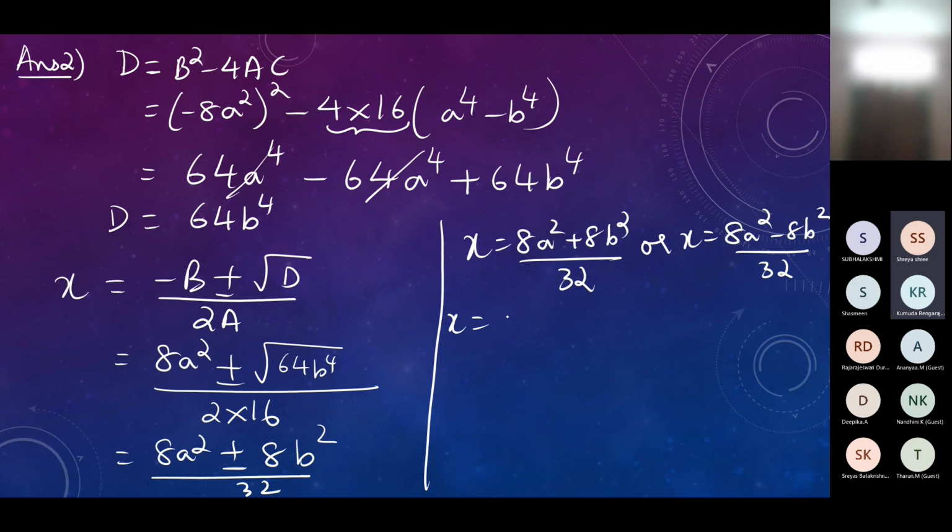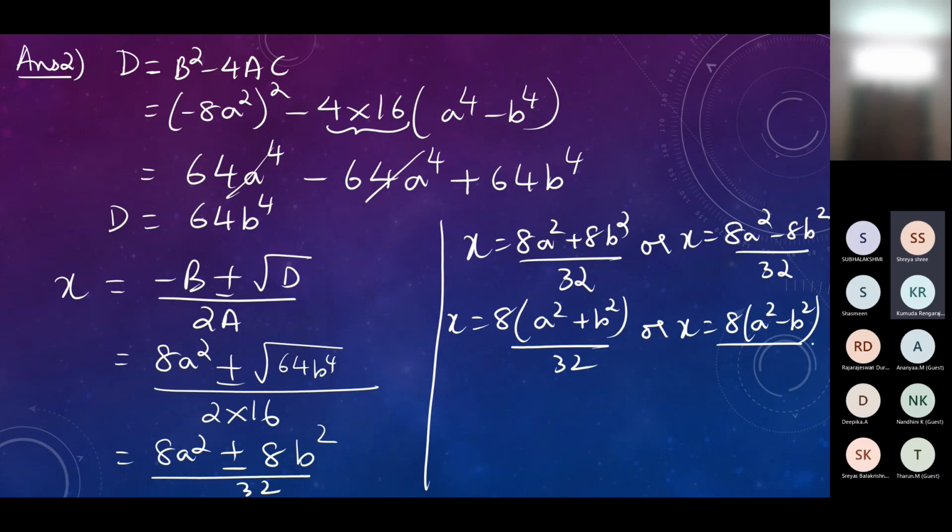So x is equal to 8(a² + b²)/32, or x is equal to 8(a² - b²)/32. So on simplifying, x is equal to (a² + b²)/4, since 8 fours are 32, or x is equal to (a² - b²)/4.